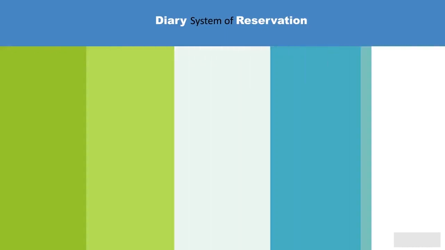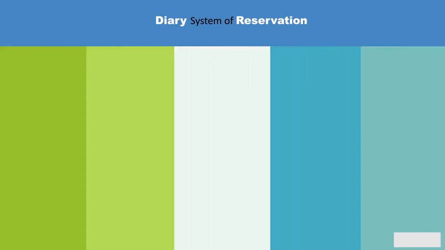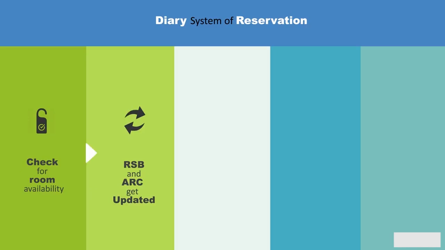We will now see stepwise the reservation procedure followed in the diary reservation system. Once the reservation request is received, the room status board and the advanced reservation chart are checked for room availability. In case the reservation section accepts the reservation request, the advanced reservation chart and room status board get updated.